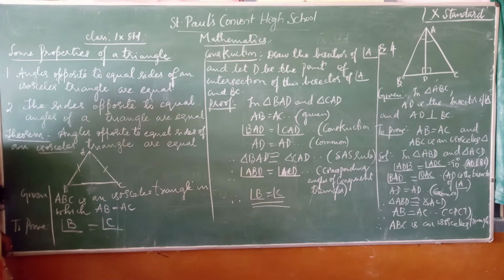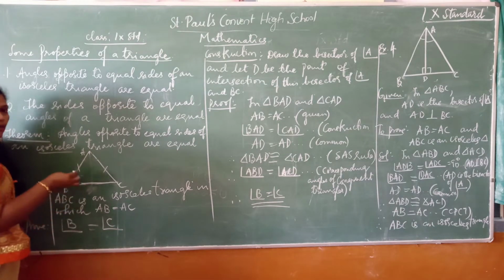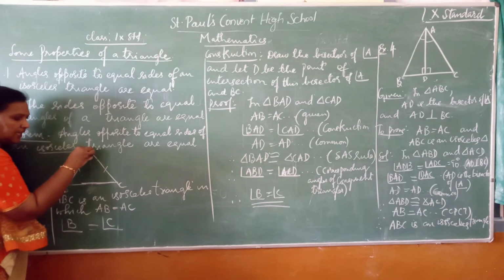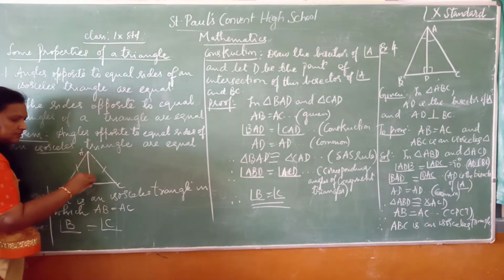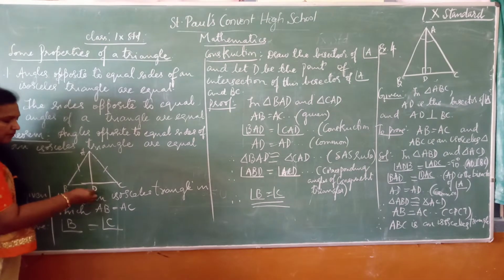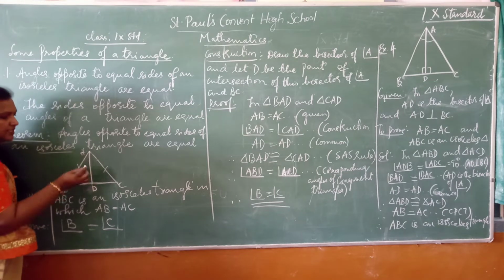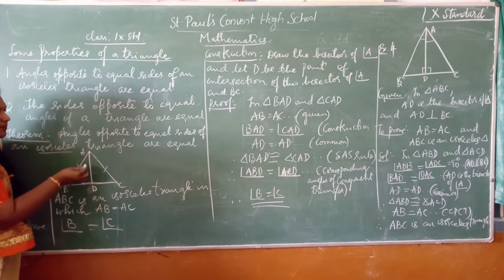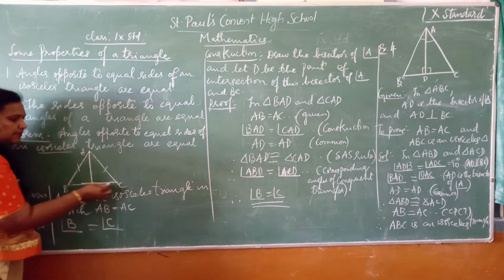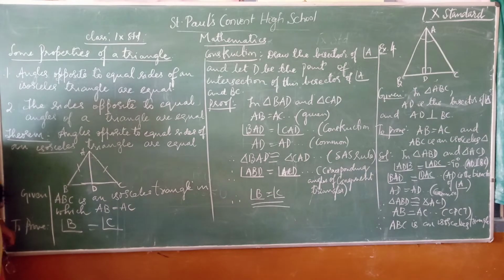What are you supposed to do? There is a construction. You have to draw the bisector for the angle A. So I draw the bisector for the angle A, and let D be the point where it intersects BC. So which is the bisector? AD is the bisector for angle A, and it meets BC at D.